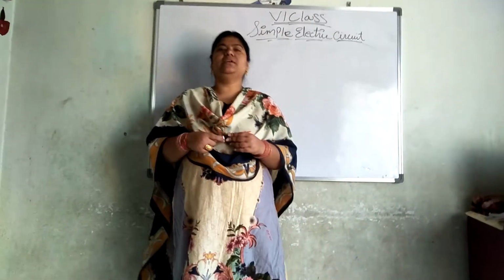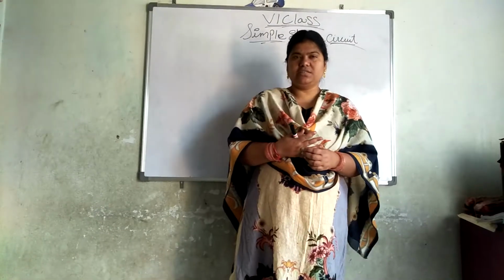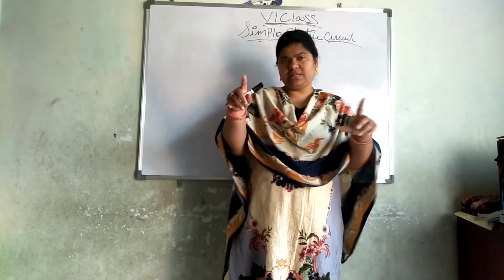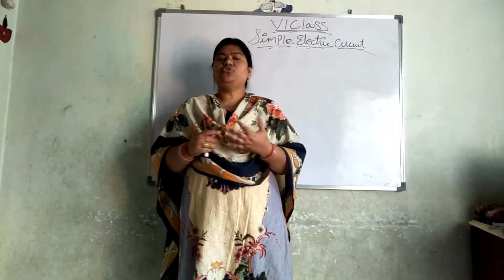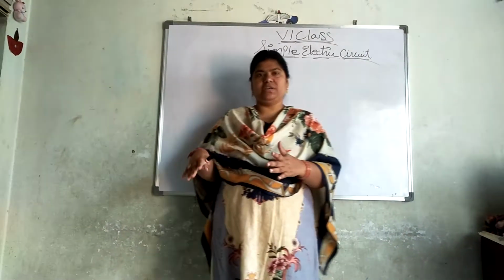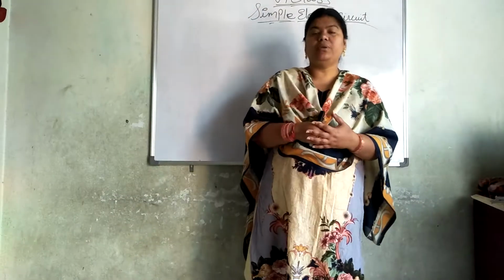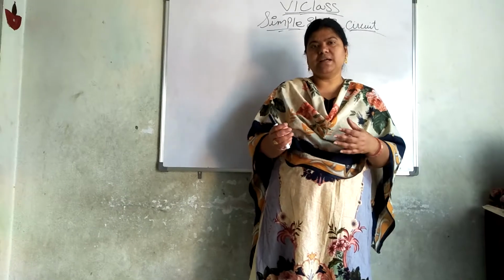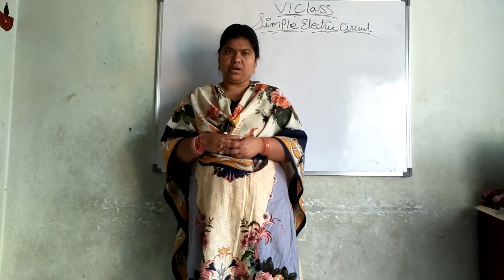Children, so we are discussing the simple electric circuit. Yesterday we completed conductors and insulators. Did you complete table 2 and table 3 in your textbook? I asked you to finish that yesterday to know the examples of conductors and the examples of insulators. What are conductors? The substances which allow electricity to flow through them are called conductors, and insulators are the substances which do not allow electricity to flow through them.